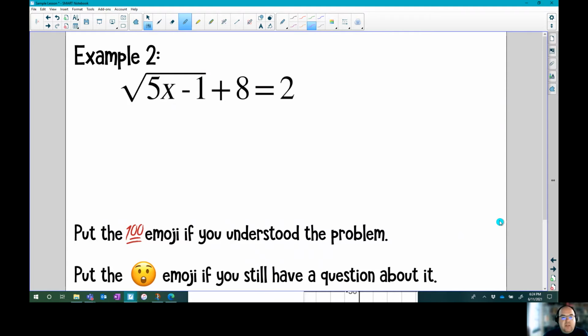I want them to give me the 100% emoji in the chat, or I want to give them the surprise emoji in the chat. 100% means I got this, I understand exactly everything you did. And the surprise emoji says, oh, dude, you messed up something, I need some help here. I want to use that to know: do I need to do another example with them because the majority are confused, or are we more on the 100% side, so I can move on to the next part that I want them to do with each other?